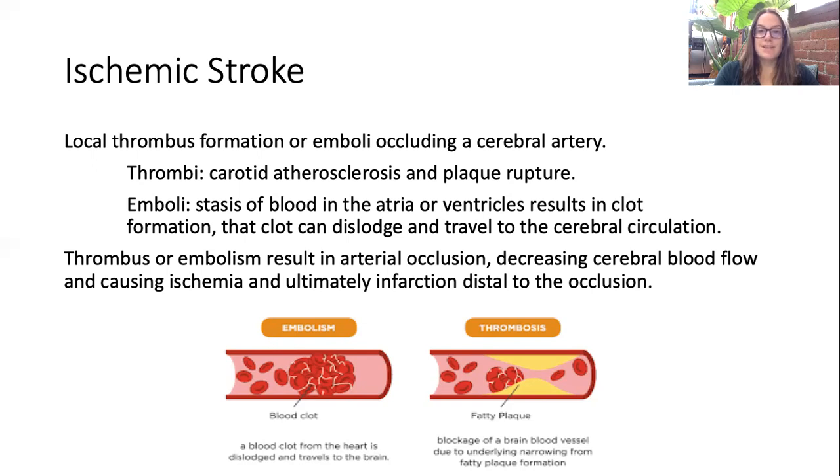That clot can then dislodge and travel to cerebral circulation, at which point the thrombi or the embolism result in arterial occlusion, decreased cerebral blood flow, and cause ischemia and ultimately infarction distal to the occlusion.